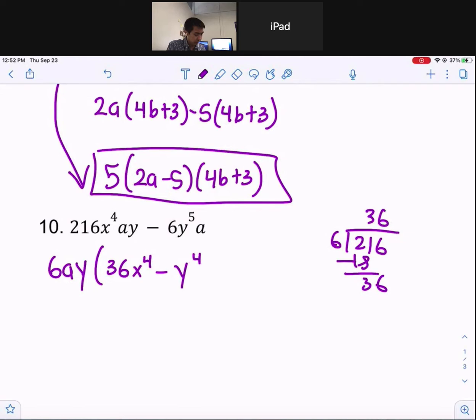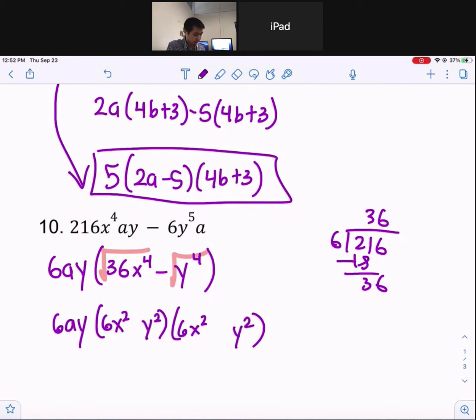But you are not done. How many terms do we have? 2 terms. Squares or cubes? These are perfect squares. So there is something times itself that will give us both of them. What times itself is 36x to the 4th? 6x squared. What times itself is y to the 4th? Y squared. Plus and minus, or minus and plus.